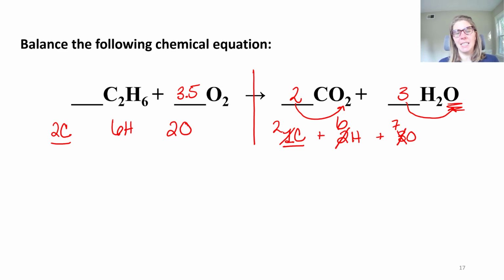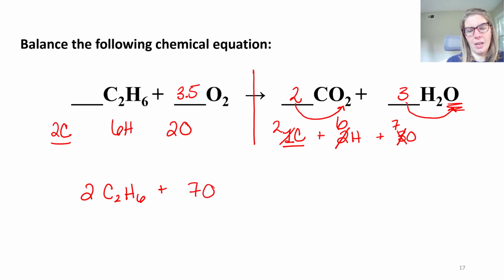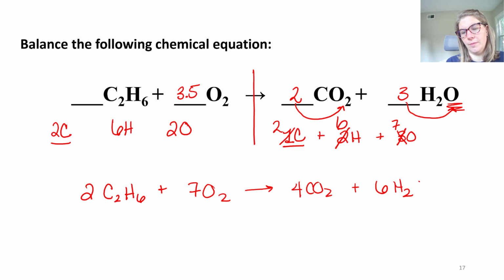And if we got to this point and you see that you don't have whole numbers, then what you're capable of doing is doubling everything. What that means is you need 2 C2H6. 7 O2. 4 CO2. And 6 H2O.